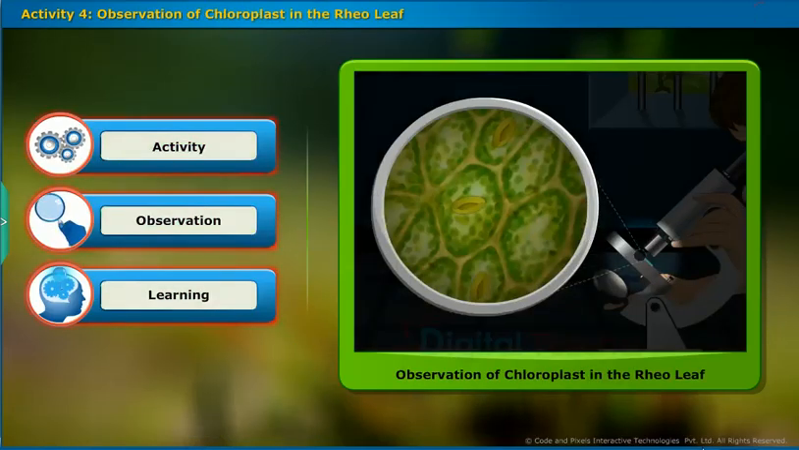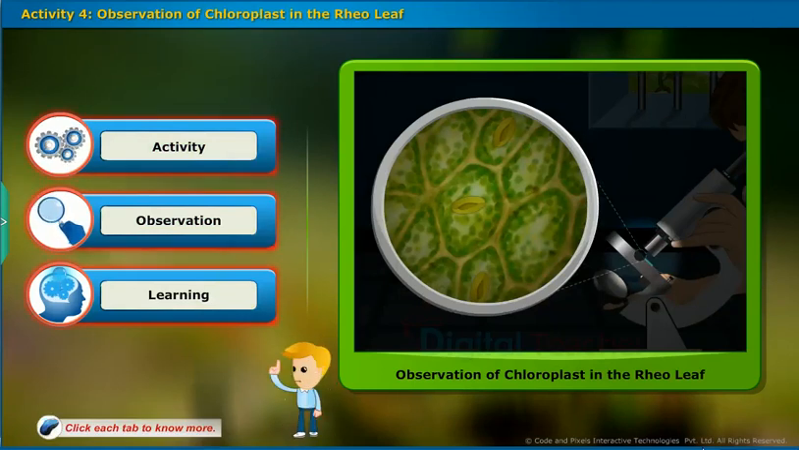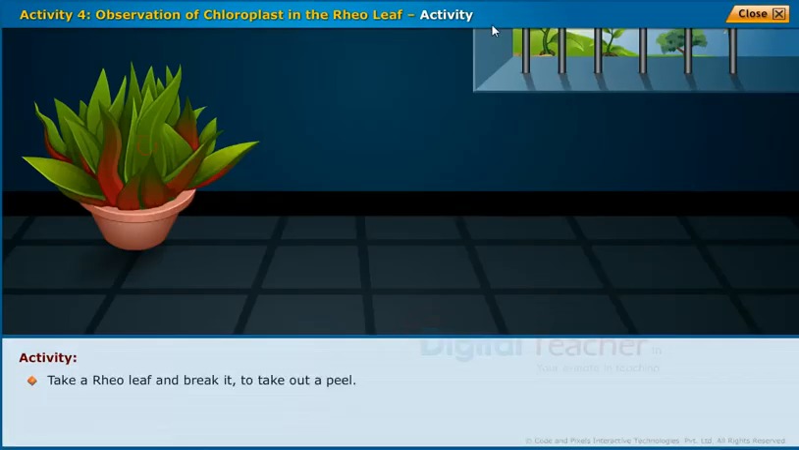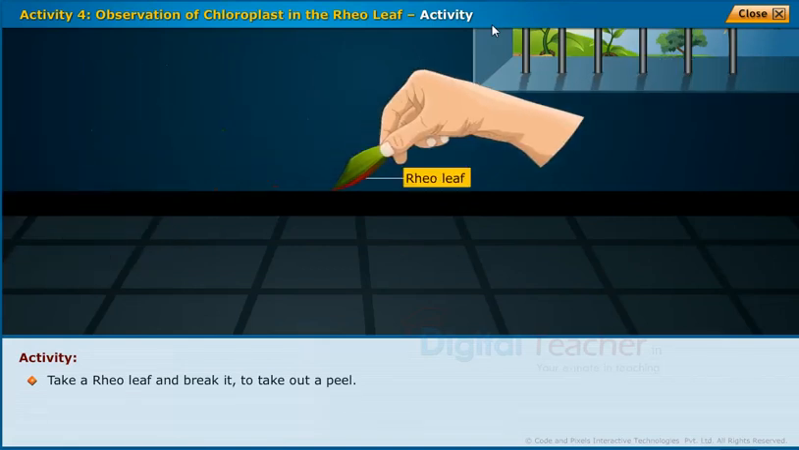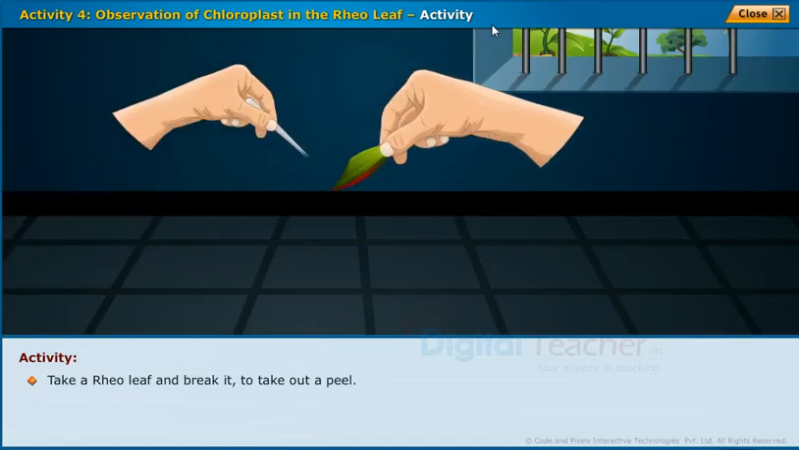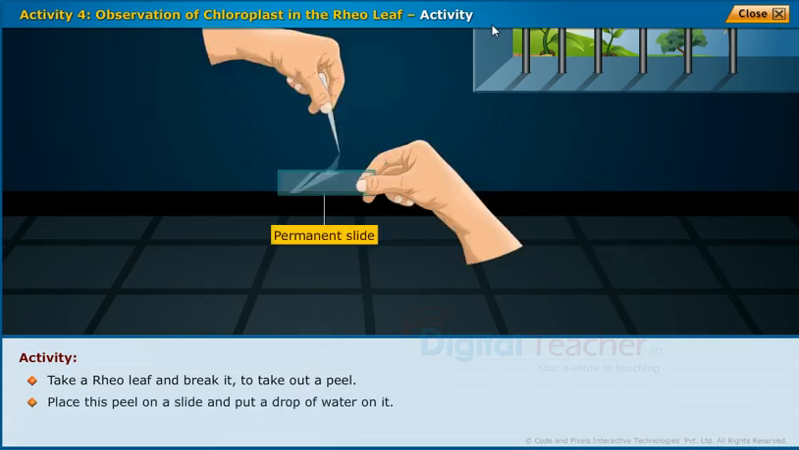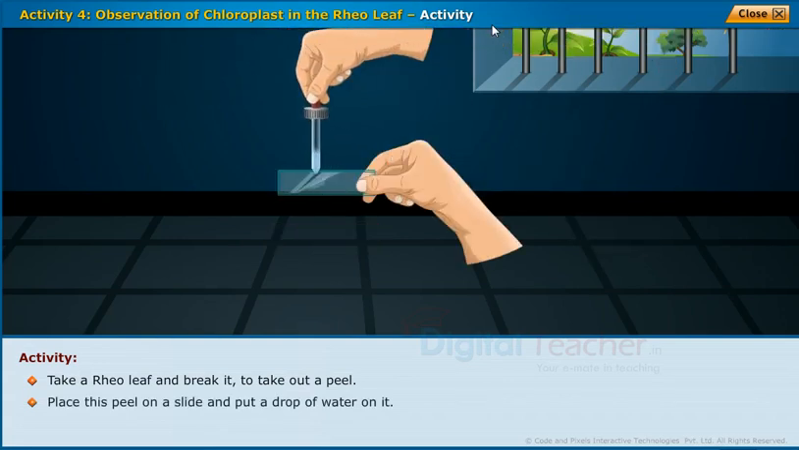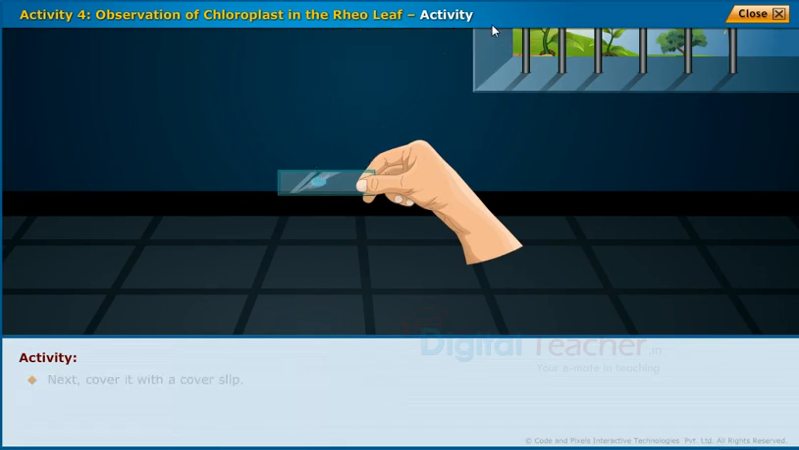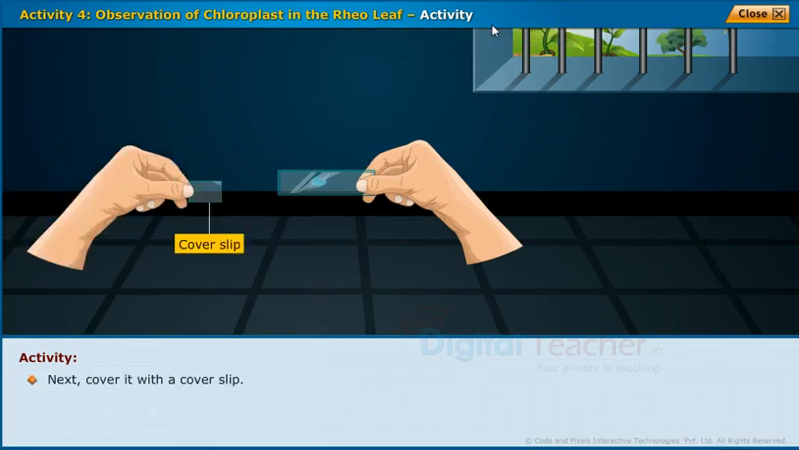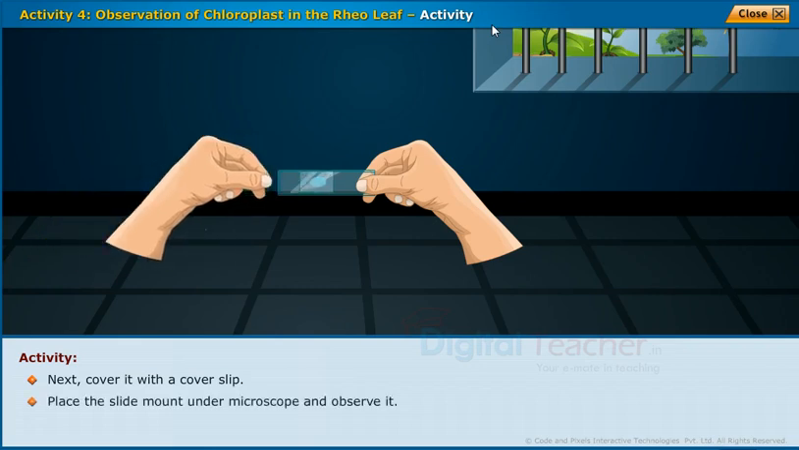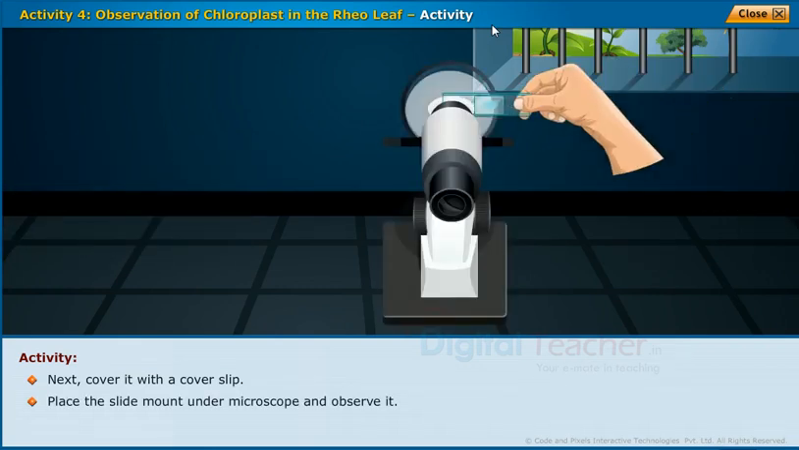Here, let us perform an activity to observe the chloroplast in a real leaf. Click each tab to know more. Take a real leaf and break it to take out a peel. Place this peel on a slide and put a drop of water on it. Next, cover it with a cover slip. Place the slide mount under the microscope and observe it.